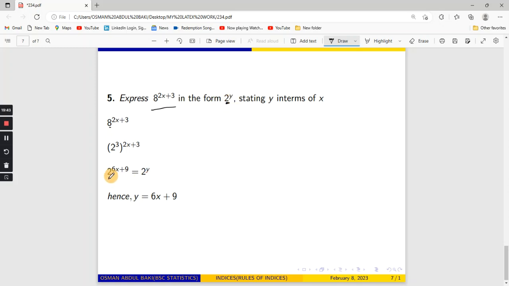And here, since the bases are the same, we will equate the powers. So here we'll get 6x plus 9, which is equal to y. So yes, that is why y is equal to 6x plus 9. So this is the final answer, stating y in terms of x. So this is y expressed in the form of x.